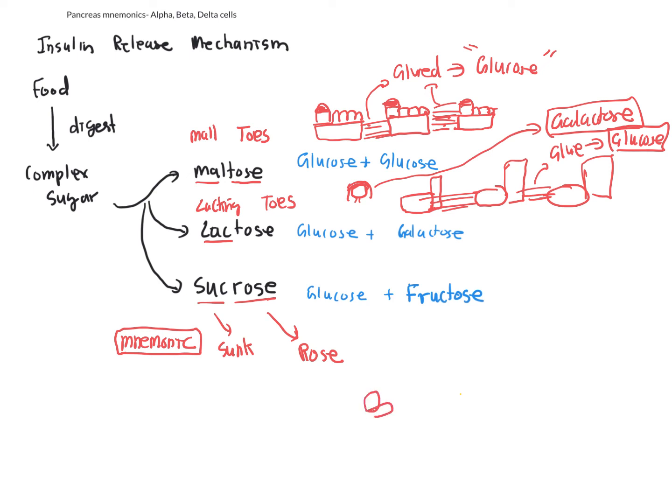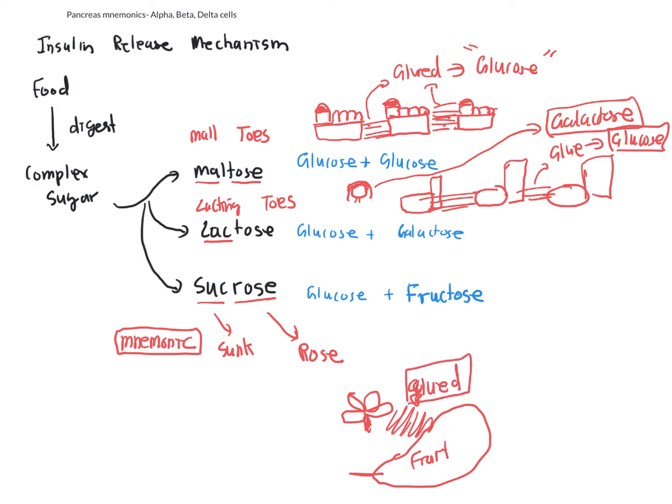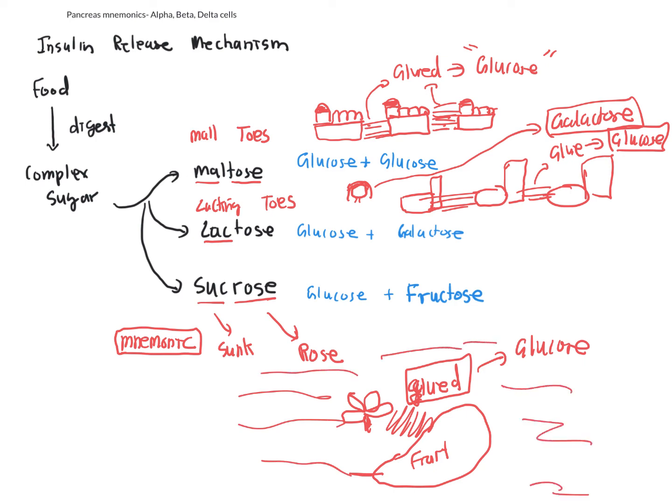So the word glue again helps us to remember glucose because it's similar sounding. And the word fruit should help us to remember fructose. So sucrose, sunk rose. The rose is sunk because it is glued to a fruit. So the word glue for glucose and the word fruit for fructose.